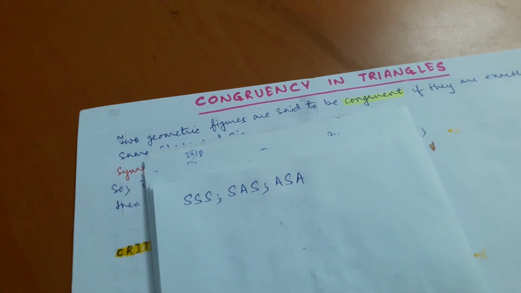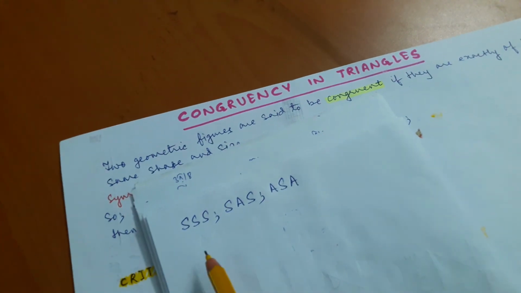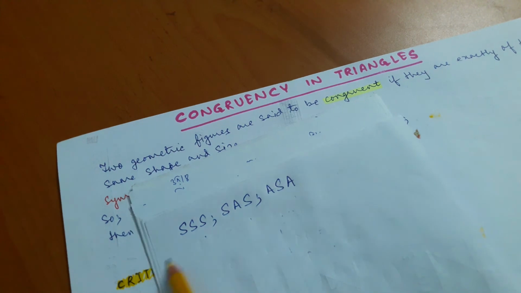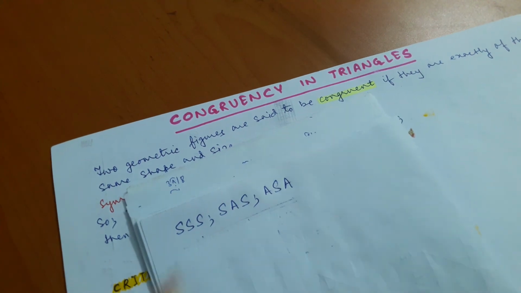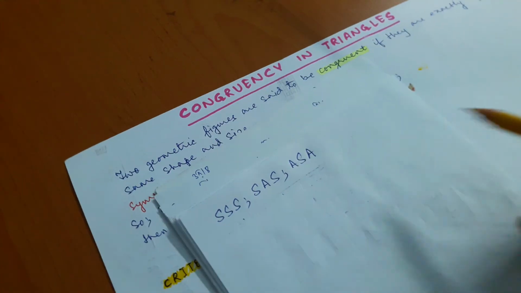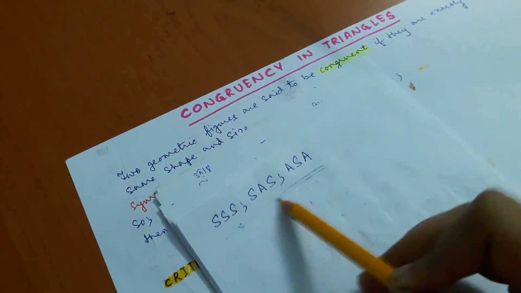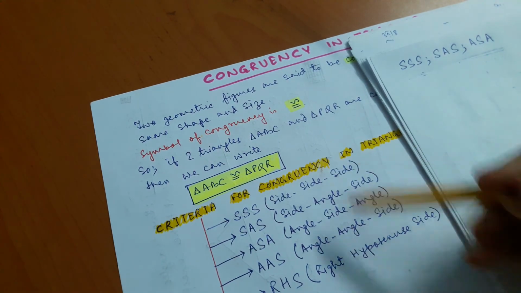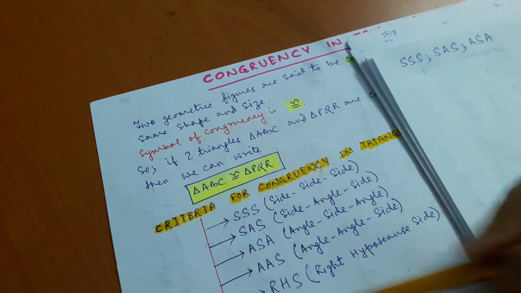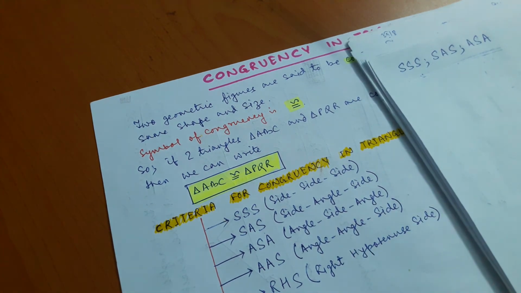So in this video, we have discussed SSS, SAS and ASA. These three types of congruency. In the next video, we will discuss the remaining two congruency criteria as well, and we will also see that we can prove these criteria. Okay, we can prove all of these congruency criteria. We'll do that in the next video.